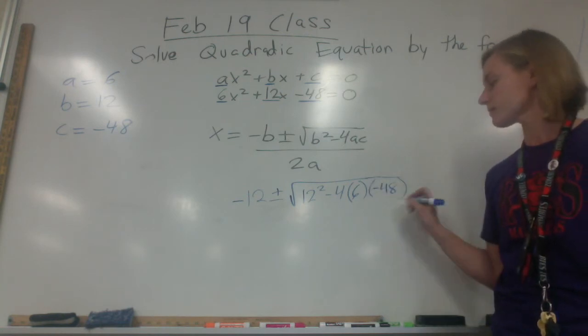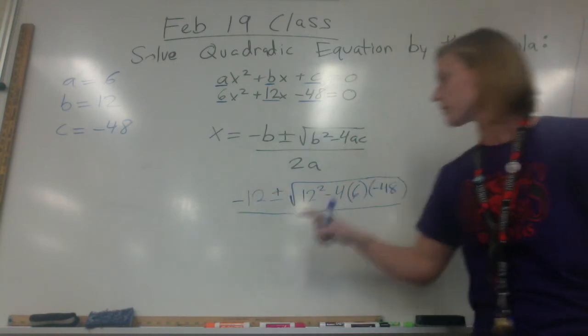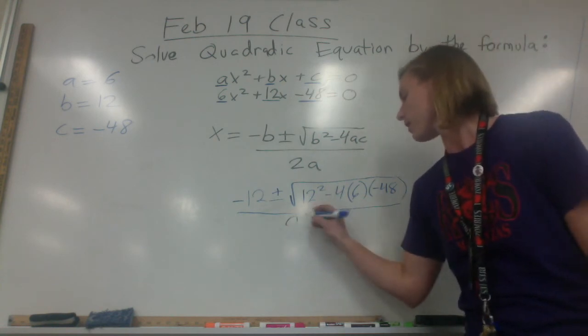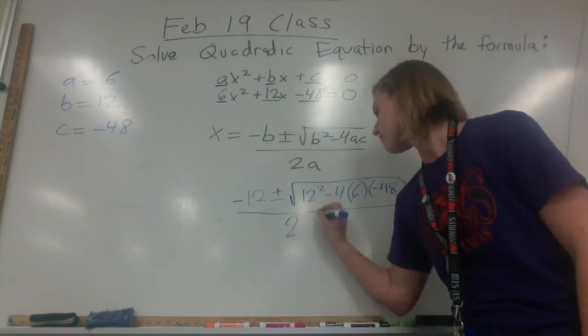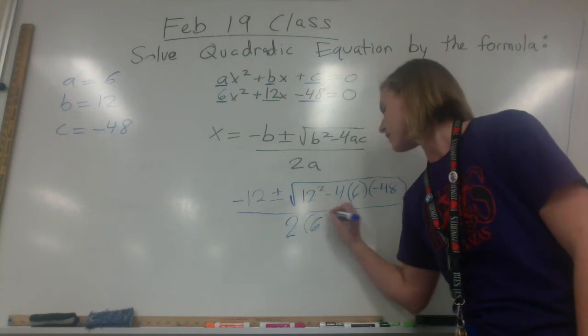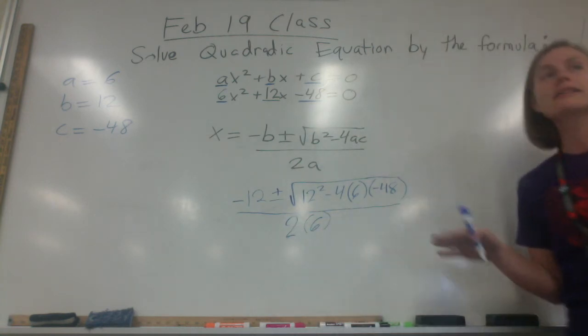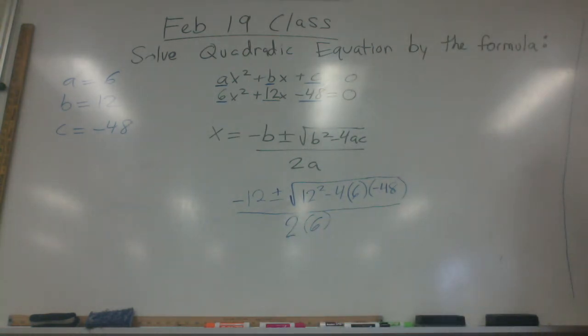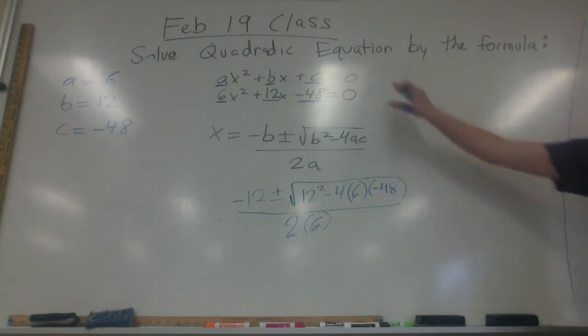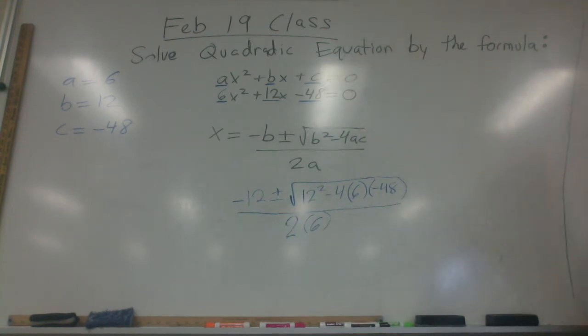Divided by 2 times A. So it looks a little nasty, but it will always work. Always work, regardless of what these numbers are and how weird they are, and if they're plus or minus or big numbers, small numbers. This will always work, and that's why I like this one. So now we just need to crunch the numbers for this to find out what x equals.